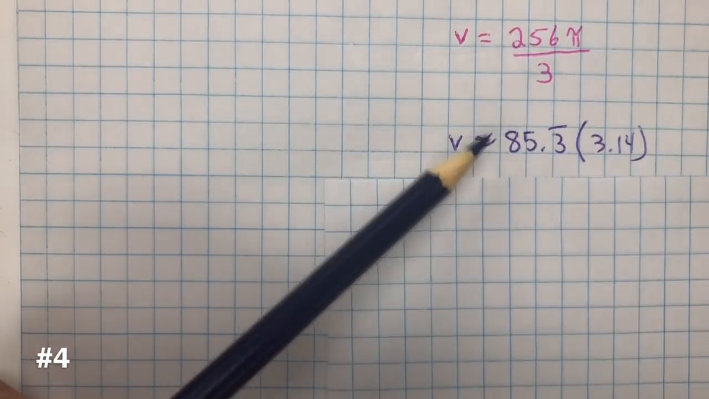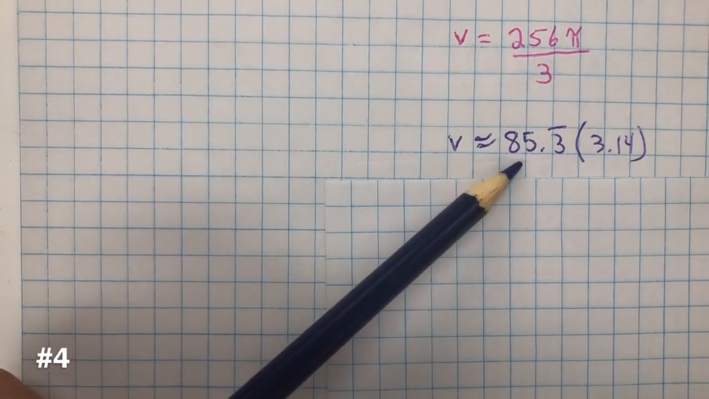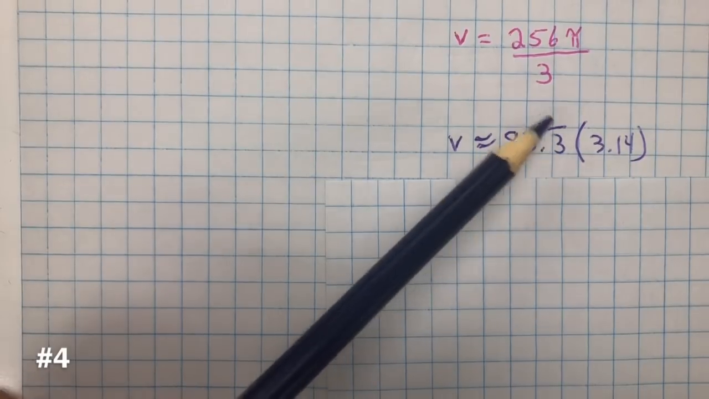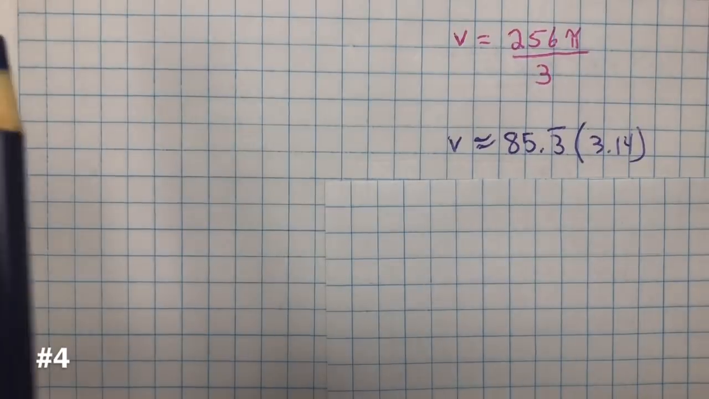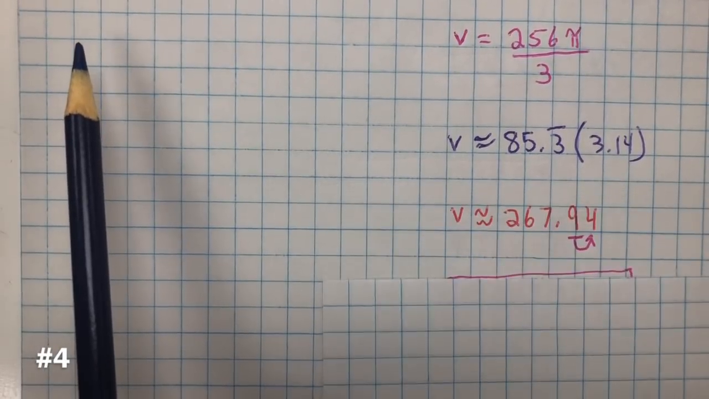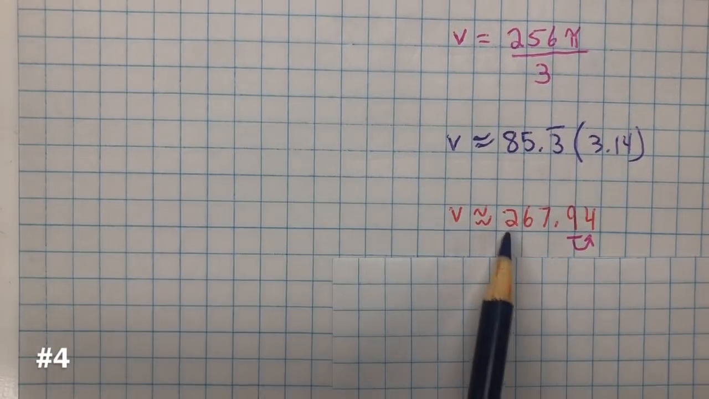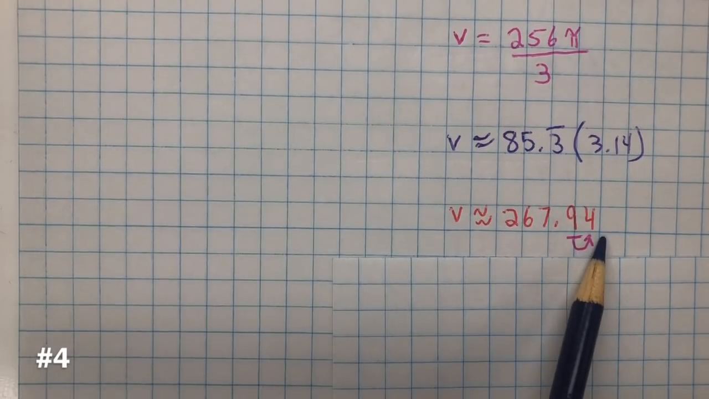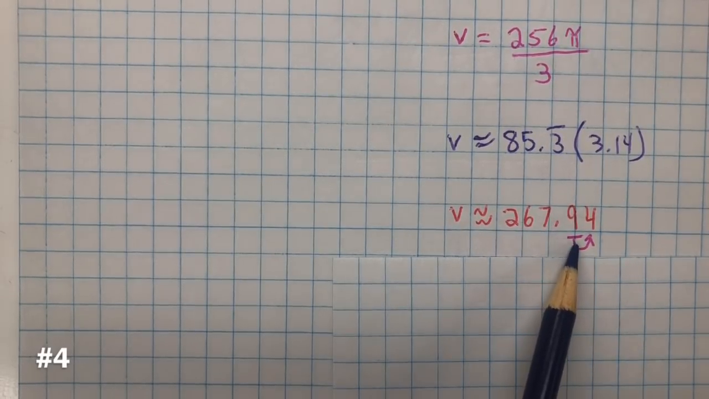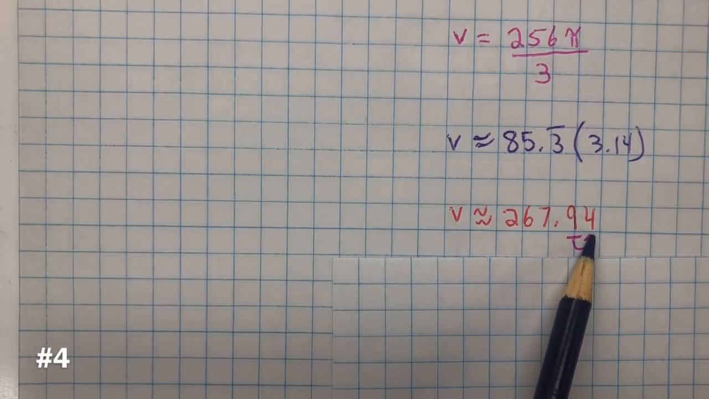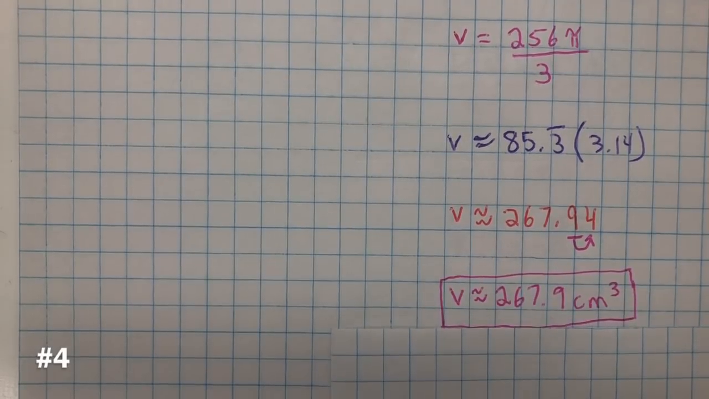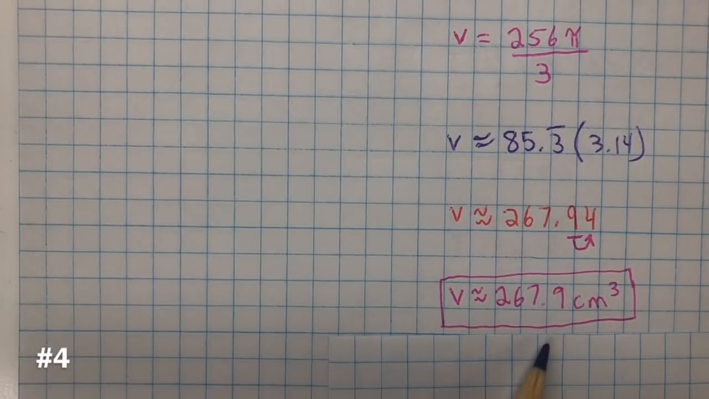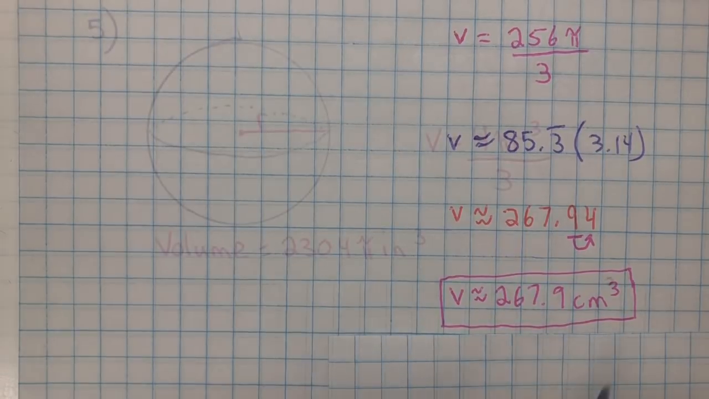256 divided by 3 equals 85 and 3/10 repeating. I'm going to approximate pi as 3.14. And the volume equals approximately 267 and 94 hundredths. We need to round to the nearest tenth. So I go to the tenths place, go to the right. That is not 5 or higher, so I'm going to round down to 9/10. So the volume equals 267 and 9/10 cubic centimeters.